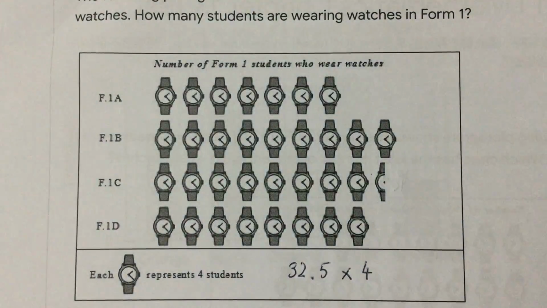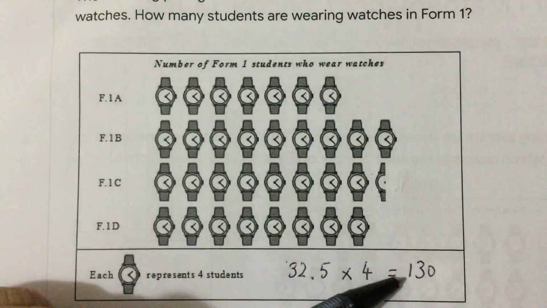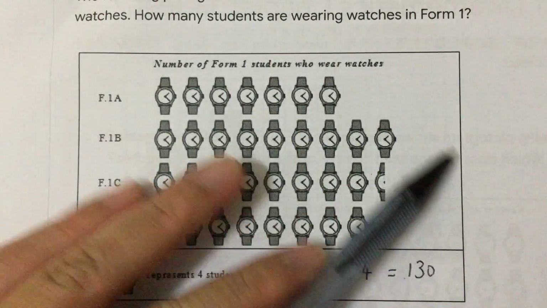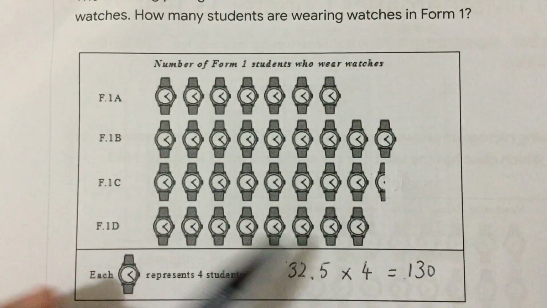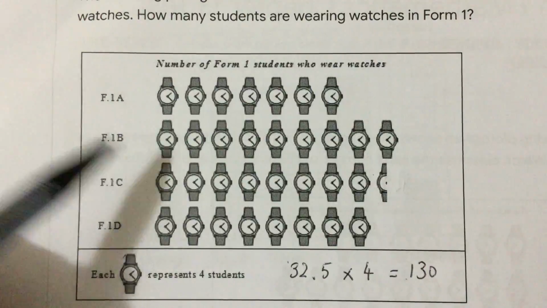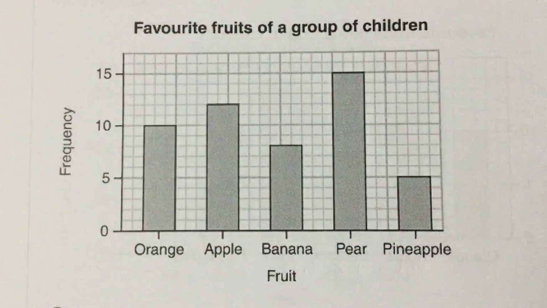So you will times 4, and you solve the problem like this. You get 32.5 times 4 is 130. So that means there are 130 students wearing watches in Form 1. So you know how to do this calculation. I hope all of you will know how to do it and just count carefully, so you will not lose any mark here. Okay, for the pictogram. The second one we will go to is called the bar chart.